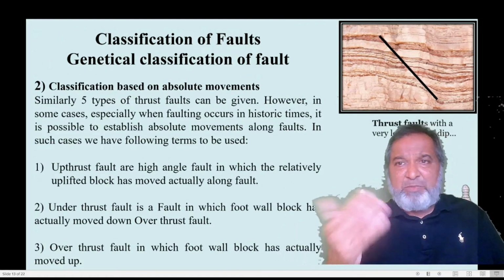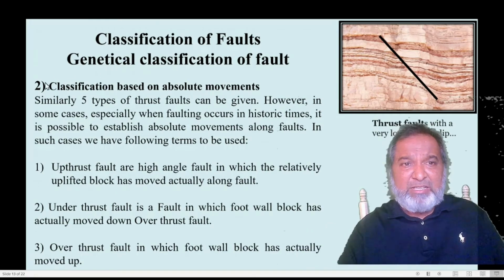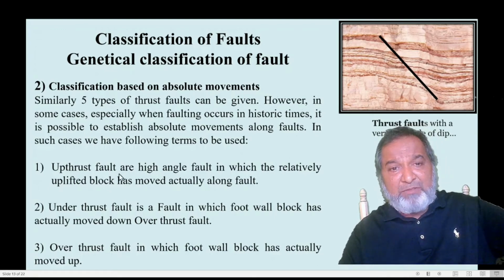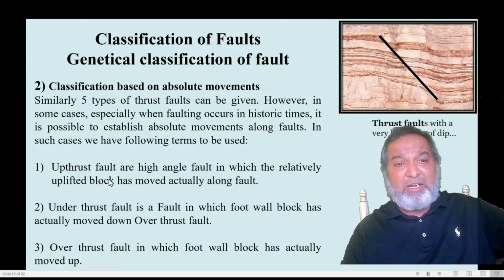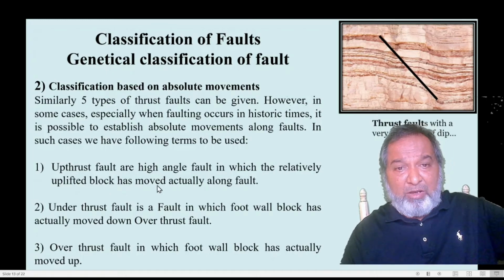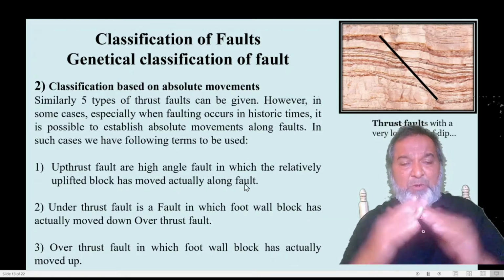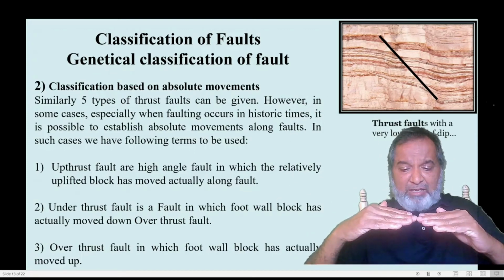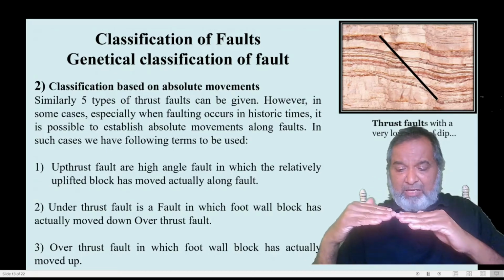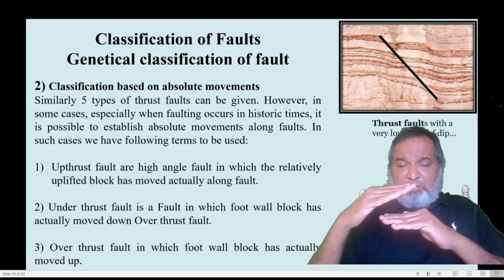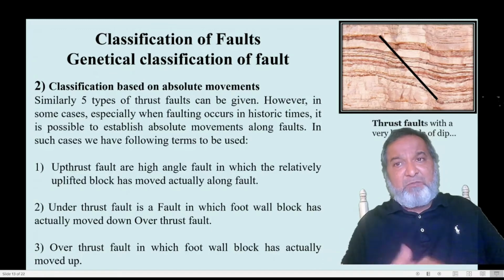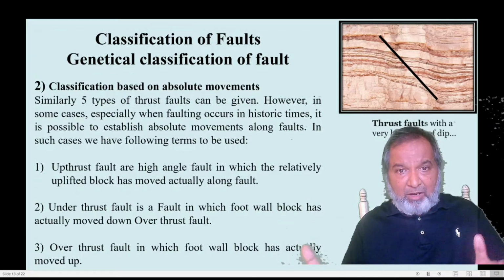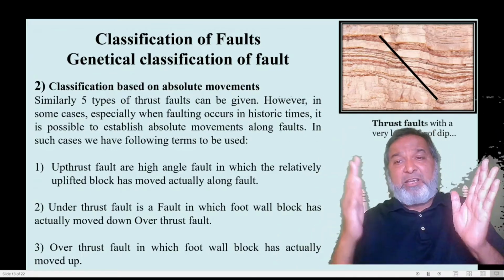Next one, classification based on the absolute movement. We have the five movements which have been taken up in this. The upthrust are high angle faults in which the relatively uplifted block has moved actually along the fault. So there will be two angle faults, one is high angle and the second one is low angle. When the hanging wall is going up, whatever angle it makes with the plane surface, if it is more than 45 degrees, it is a high angle fault. If it is less than 45 degrees, it is a low angle fault.